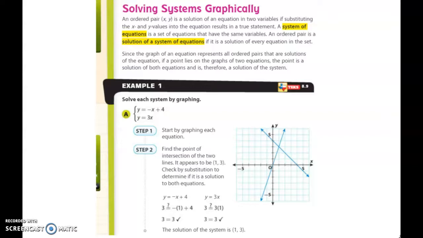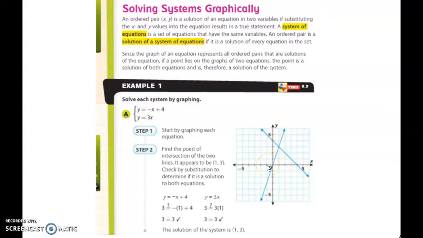An ordered pair is a solution of a system of equations if it is a solution for every equation in that set. So for instance, every point along this particular line is going to be a solution for that equation. Every point along this line is going to be a solution for that one. So that is something that's a bit new. We've never described an ordered pair as a solution, but that, in fact, is what it is.